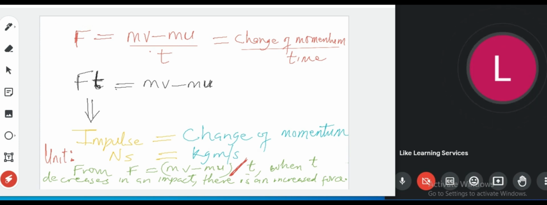So when t decreases in an impact, there's an increased force. The other way around, when t increases, especially with the use of an airbag or a seat belt, and the time of impact increases, the effect will be a decreased force of impact, which reduces injury. It's a safety precaution.